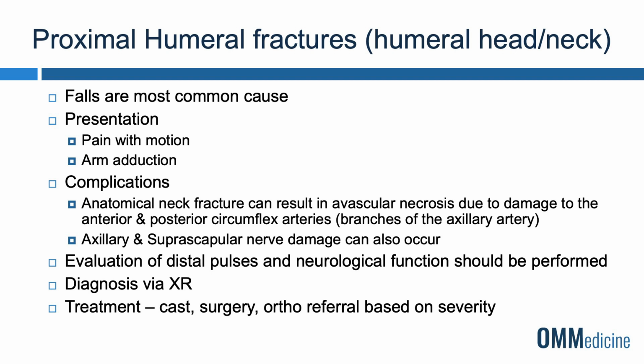The diagnosis and treatment of proximal humeral fractures is pretty straightforward. The diagnosis will be made based on clinical suspicion, and then an x-ray should also be obtained, and then the treatment will consist of any combination of casting, surgery, or an orthopedic surgery referral if the fracture is severe enough.